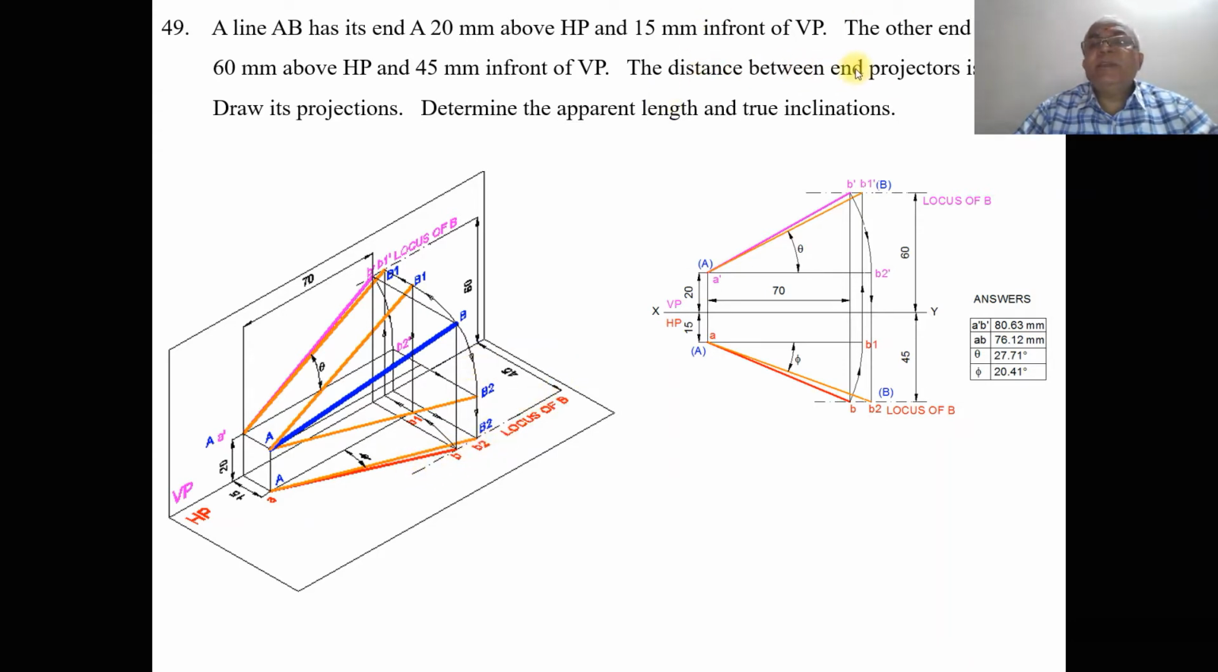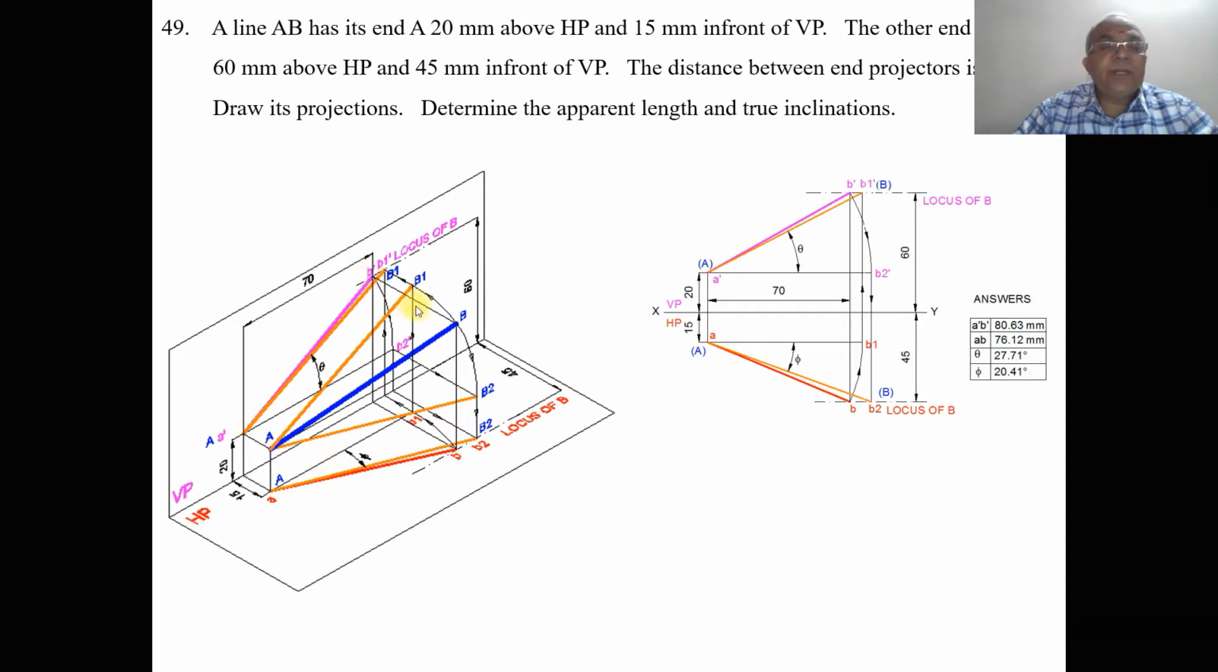But we know the distance between the end projectors is 70 mm. So from here you have the distance of 70 mm, which can be seen both in the vertical plane as well as in the horizontal plane. So from here you measure the distance of 70 mm and draw a vertical projector in the front view and also draw a projector in the top view. Both are going to intersect at the locus of B in the top view and the locus of B in the front view. So you mark this point as small b dash and this as small b, then join A to B with a dark line and join A dash B dash with a dark line.